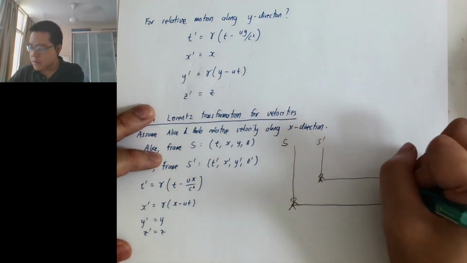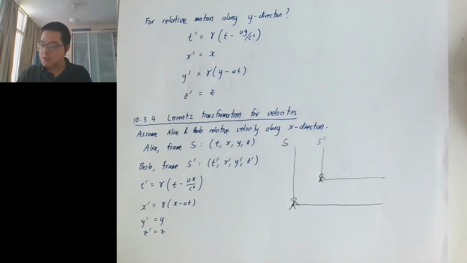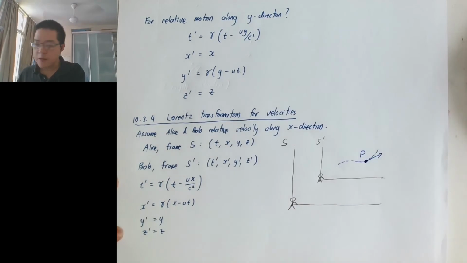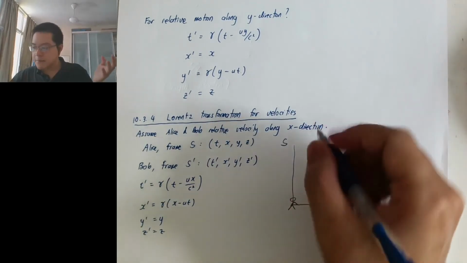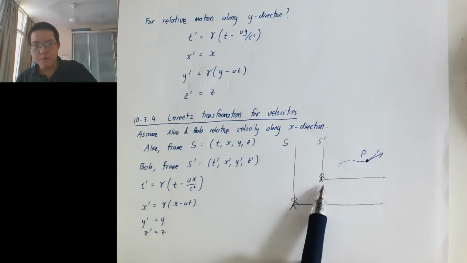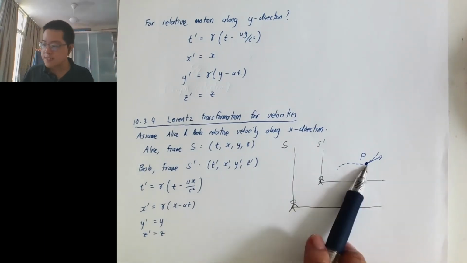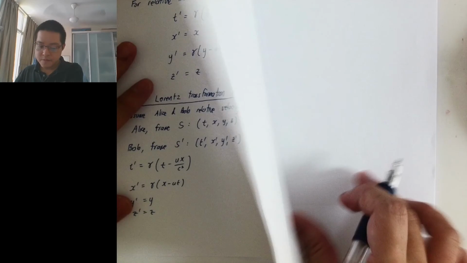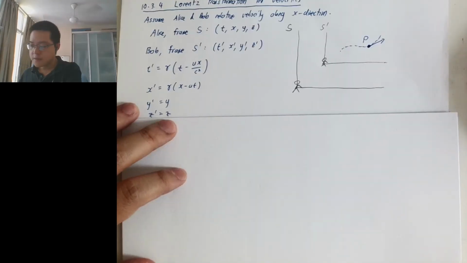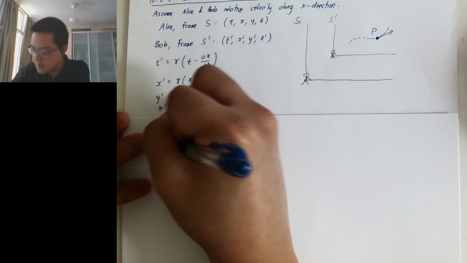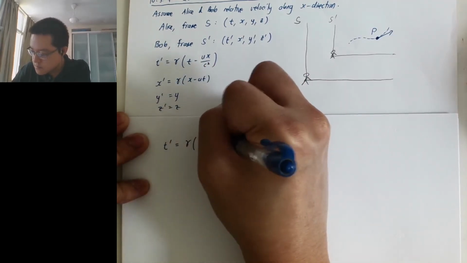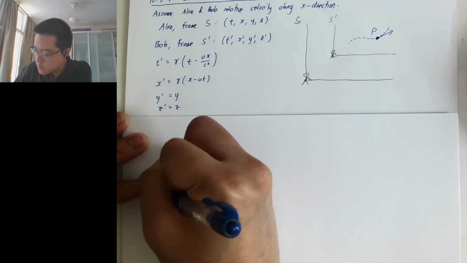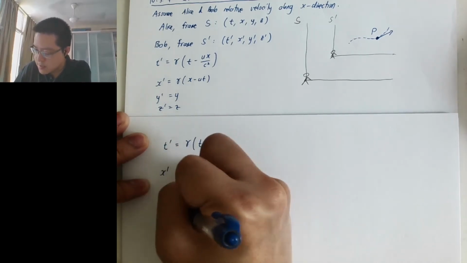So this is S, and let's say we are observing a particle that is moving. This is point P, at an instant in time, which we say is t prime for Bob and t for Alice. So what is the velocity of this particle? This is what we're going to do. I have no space to write here, so let me write it again here: x prime is gamma (x minus ut), y prime is y, z prime is z.